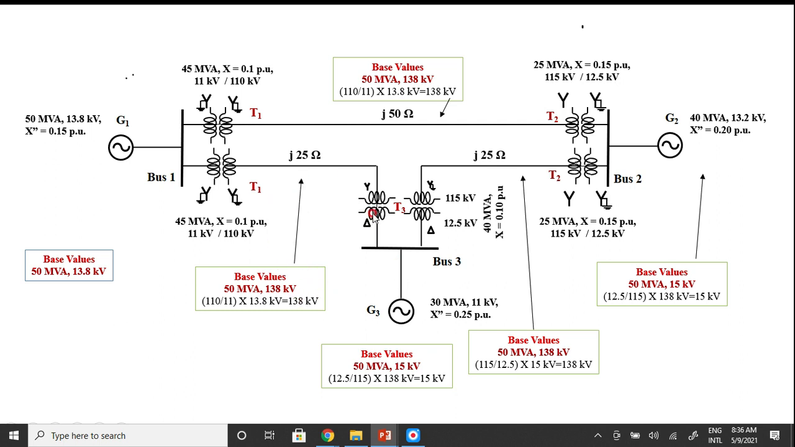What is here? The voltage level is 12.5. Here it is 150. Once again, it is 12.5 divided by 150, and the base kilovolts is 138. What I am getting is 15 kilovolts as the base quantity in generator G3. Okay.